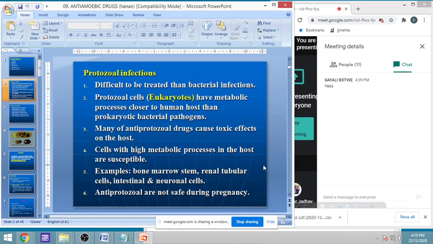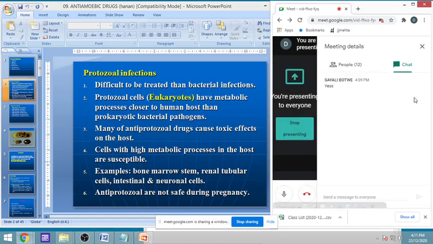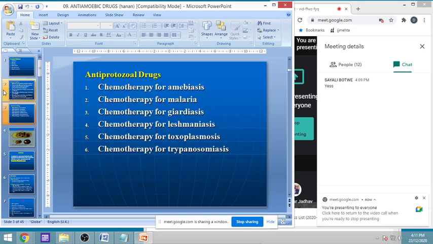But here, since they have metabolic processes which are similar, closer to human beings, it will cause more adverse effects. Many of the antiprotozoal drugs cause toxic effects to the host. That is another problem. Cells with high metabolic processes in the host are susceptible, for example bone marrow stem cells, renal tubular cells, and intestinal and neuronal cells. Then antiprotozoals are not safe during pregnancy. So these are various problems because of which we still find difficulties with whatsoever drugs we can have.